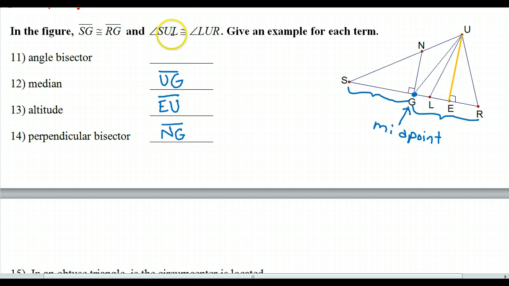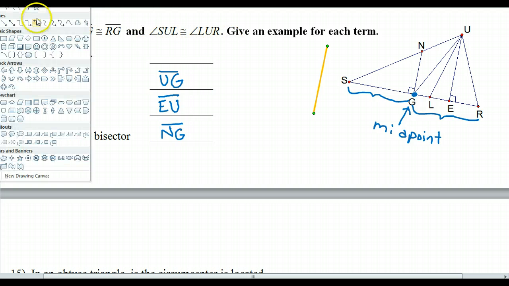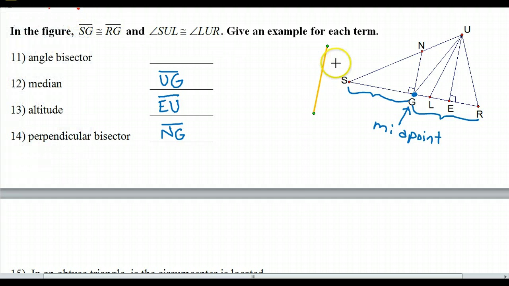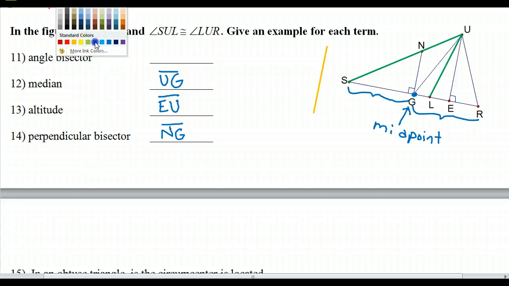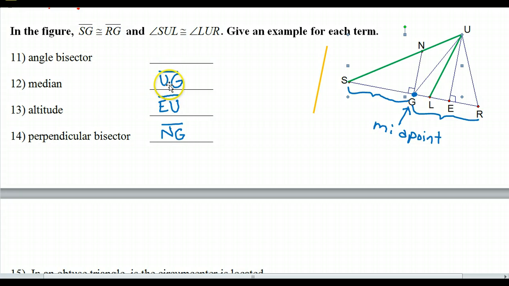So far I have yet to use this other information right here, the information that angle SUL is congruent to angle LUR. So let's do that now. Alright, let me move this out of the way for a second. Okay, they are talking about angle SUL, so let's construct that angle. Angle SUL, more or less, is this angle right here. Okay, that I just drew in green.